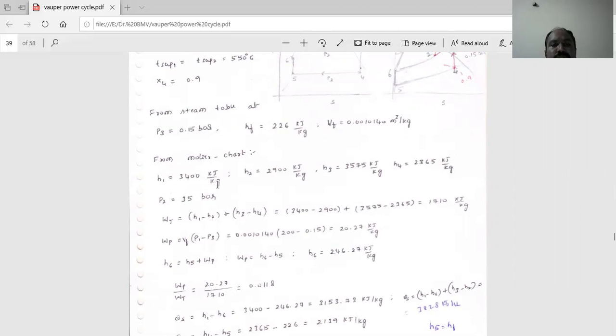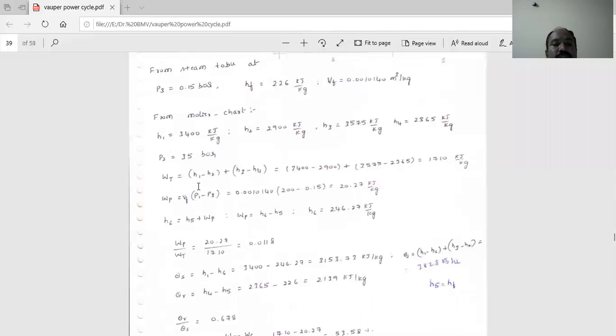Okay, this Mollier chart, how to read the Mollier chart? Already we know this from basic thermodynamics in semester 3, that is basic thermodynamics of pure substances. Based on that, you should read the values of H1, H2, H3 and H4. Then also the pressure value P2 is equal to 35 bar. Then we have to find out the value of WT.